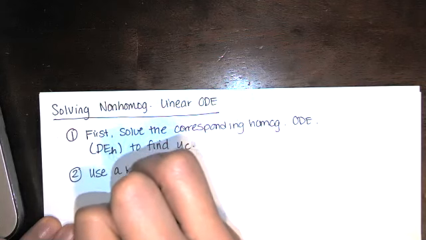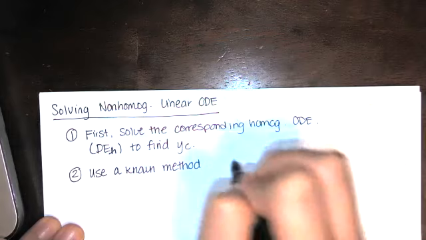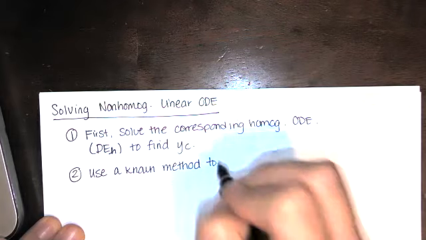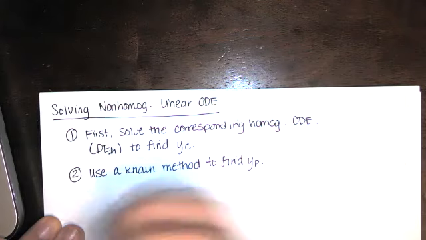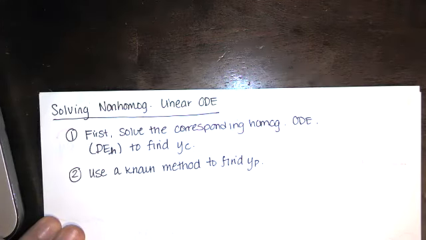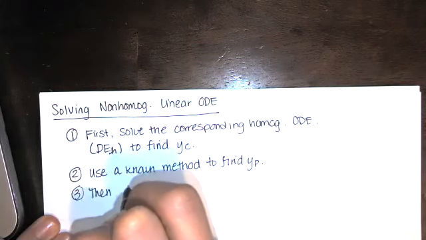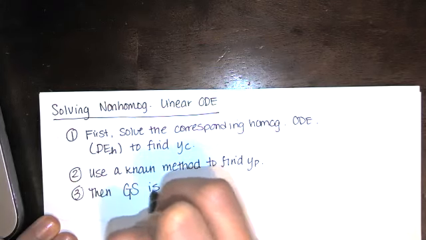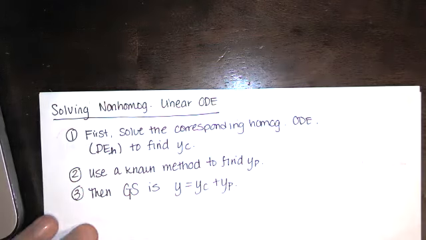you're going to use a known method to find y sub p. And the methods will be discussed later in this unit. Then the general solution is just y equals y sub c plus y sub p. So this is what we do in practice.